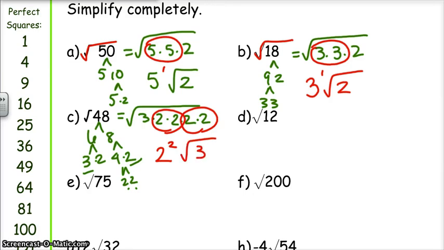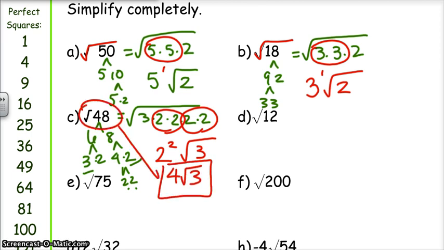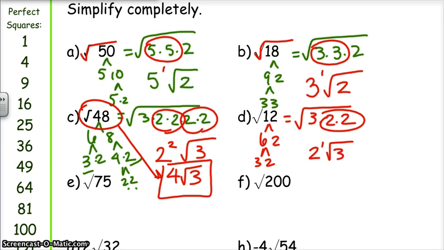What is 2 to the second power? 4. If you don't believe yourself or you think you did something wrong, type in the original, type in your answer. The decimals should be equivalent. Letter D, 12 breaks down into the following. So I see a 3, a 2, and a 2, a single pair of 2's with a leftover 3.